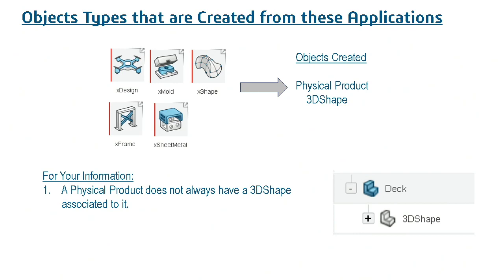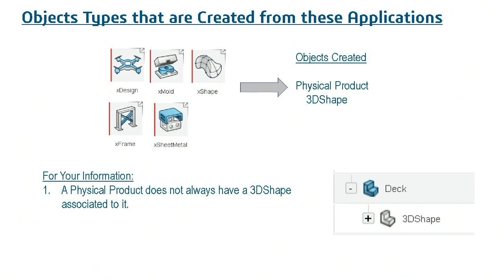So the object types that are created in X Design, Mold, Shape, Frame, and Sheet Metal are a physical product, that's an object in the database, and a 3D shape. So what is a physical product? Physical product contains all of the attributes of the object, or the document, if you will. And it also contains the structure, like the connections, the mates, that kind of thing.